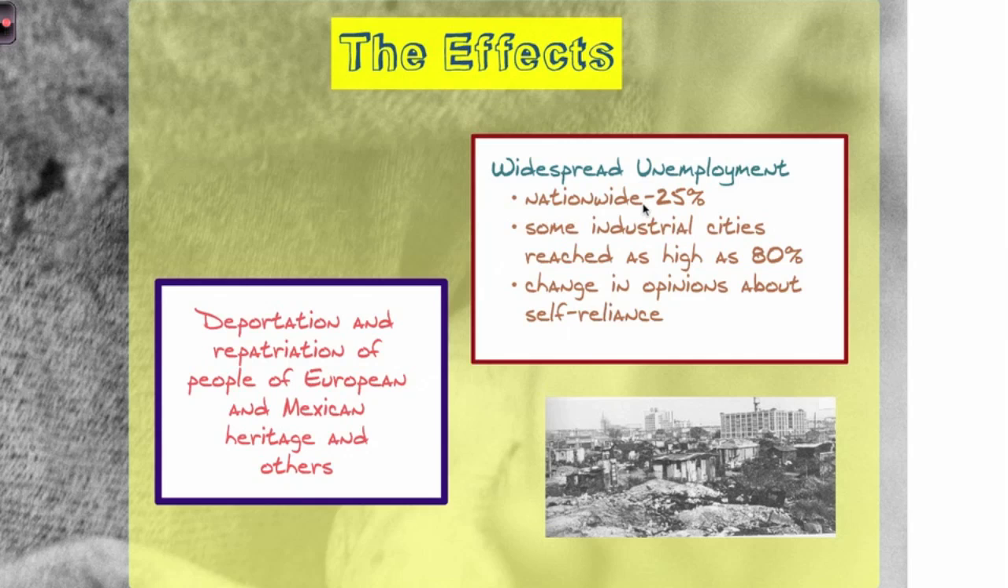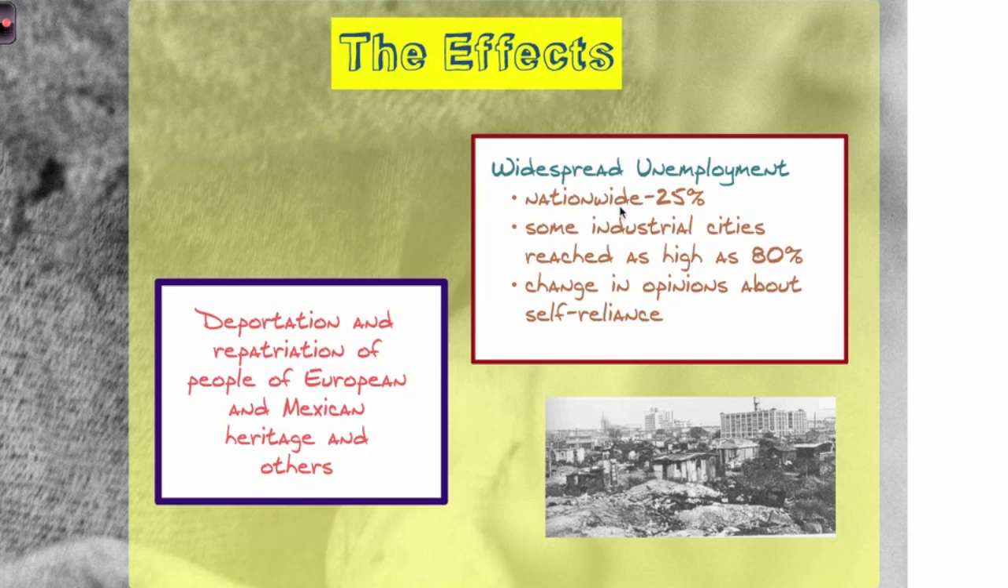In some cities, you had unemployment all the way up to 80%, and these were in some of the more industrial cities where you saw this. Also, there was a change in opinions about self-reliance during this time, and we'll talk more about that when we look at how the government gets involved.